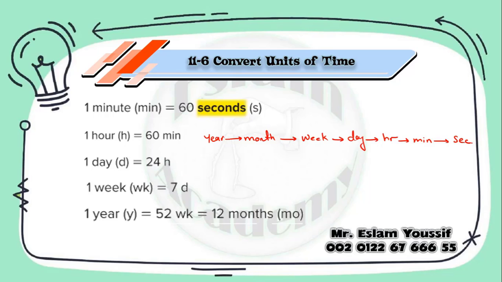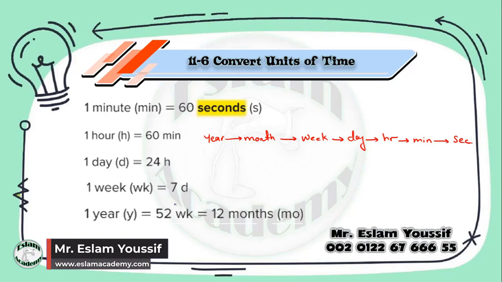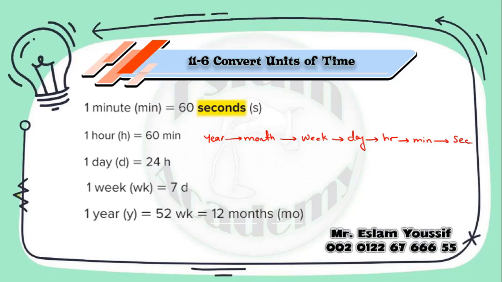So you will find that 1 minute is equal to 60 seconds, and 1 hour is equal to 60 minutes. 1 day is 24 hours. 1 week is 7 days. 1 year is equal to 52 weeks and 12 months. If you need to convert from the greatest to the smallest, you need to multiply. But from the smallest to the greatest, you need to divide.